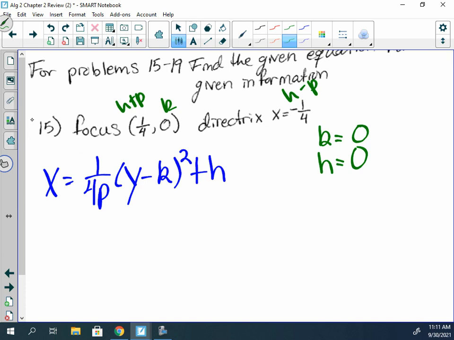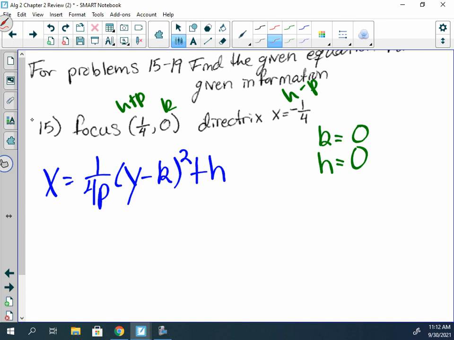Because h minus p gives us -1/4. H plus p gives us 1/4. H has to be 0. Because we could actually go through and solve, but there's no other way for that to work. Because let's just say 0.5. Well, 1 minus 0.5 is 0.5, yes? 1 plus 0.5 is 1.5. It's going to give us a different number. So h and k have to be 0. Any questions on this here?